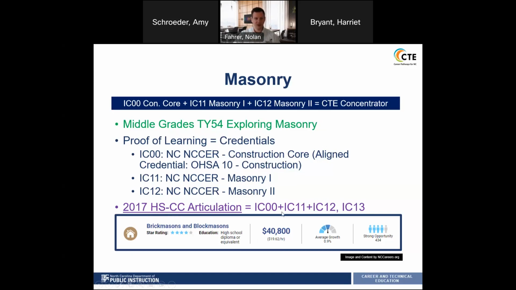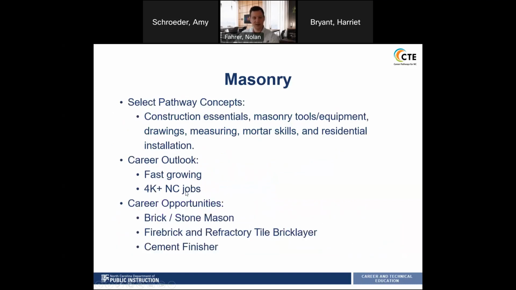There's a lot of different careers that relate to masonry, but just a couple of them. You know, there's a big need in this area, even though it says average growth. Just hearing from industry, it's going to be aging out, so there's strong opportunities in those areas.